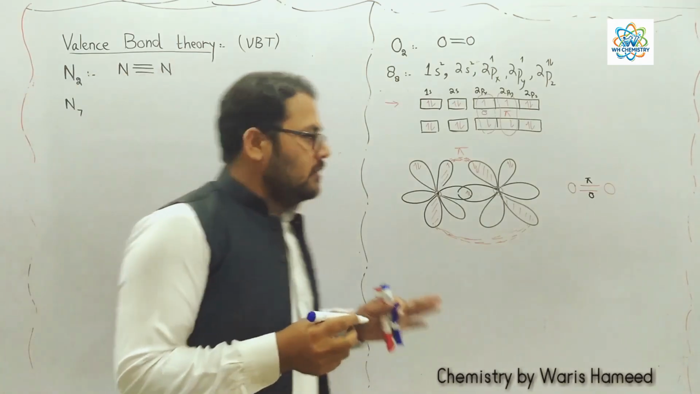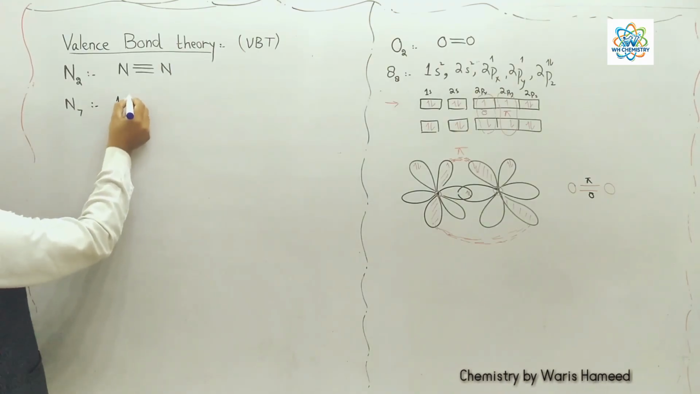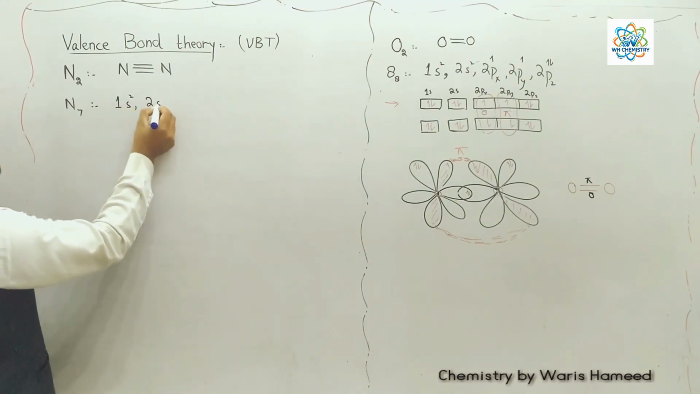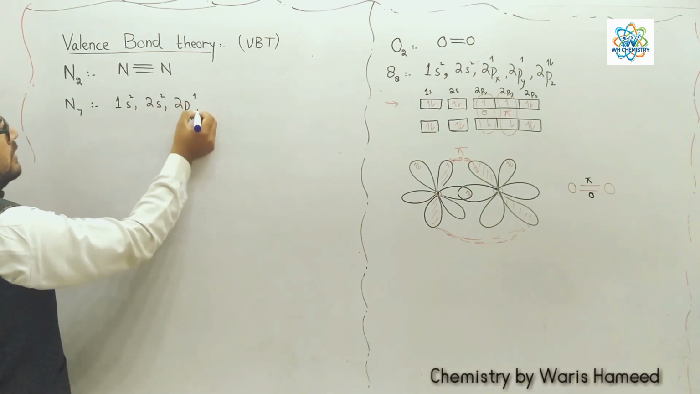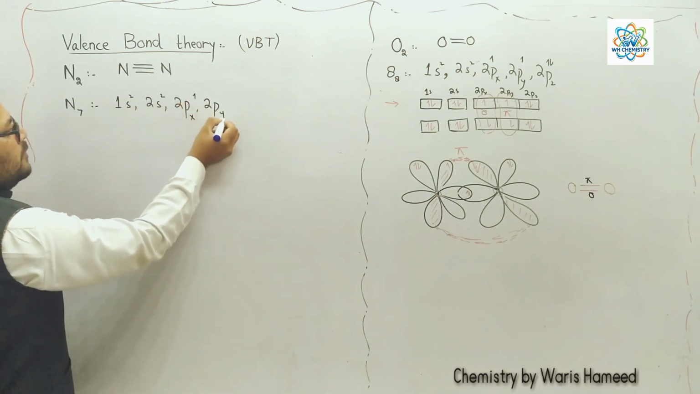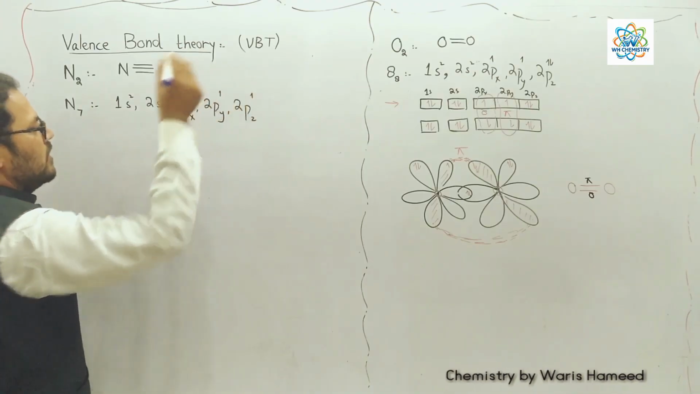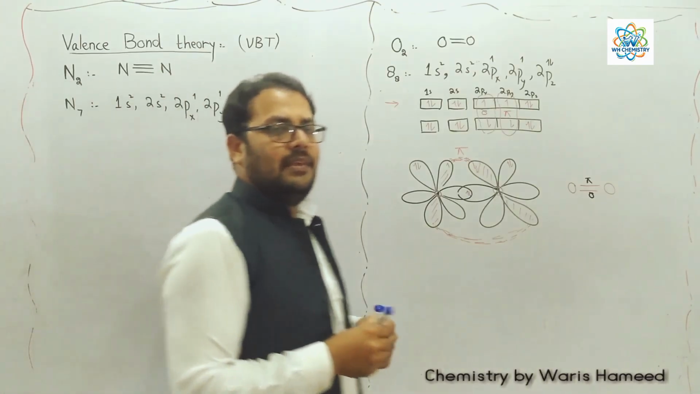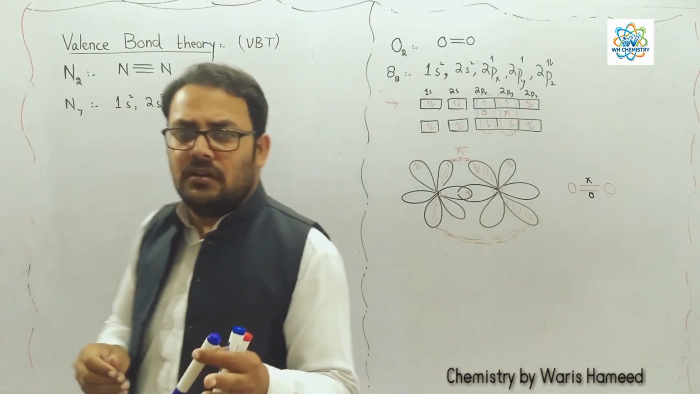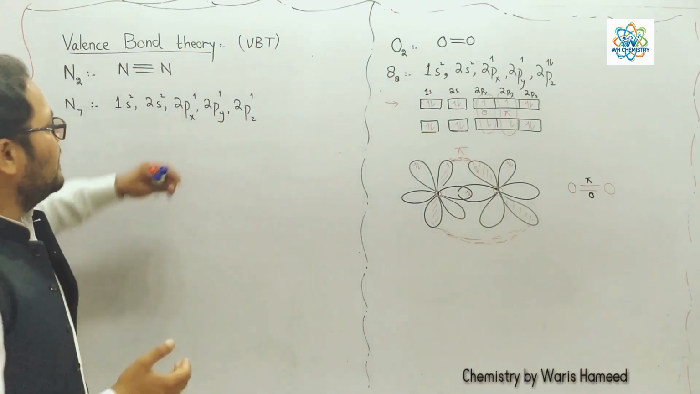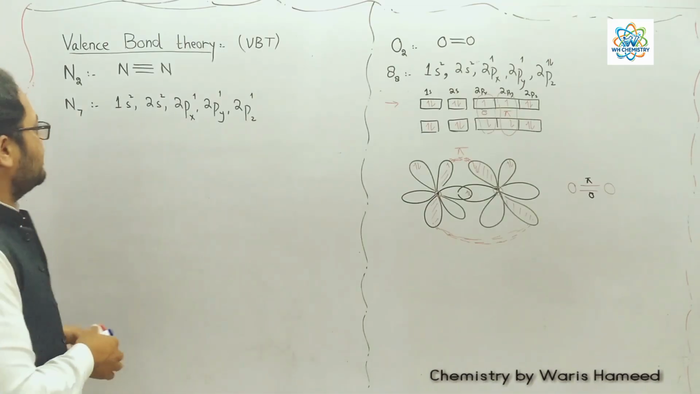electrons, and its electronic configuration is 1s2, 2s2, 2px1, 2py1, and 2pz1. Now you can see that the valence orbital has 3 unpaired electrons. So nitrogen has the capability to form 3 bonds, or a triple bond.